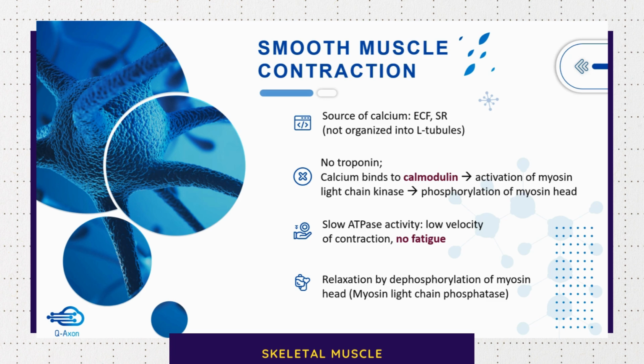Now, the importance of the latch state is that the muscle can remain contracted for a long duration of time with little expenditure of energy, and that is very important for the functioning of smooth muscle, for example in the GIT or in the urinary tract and so on.